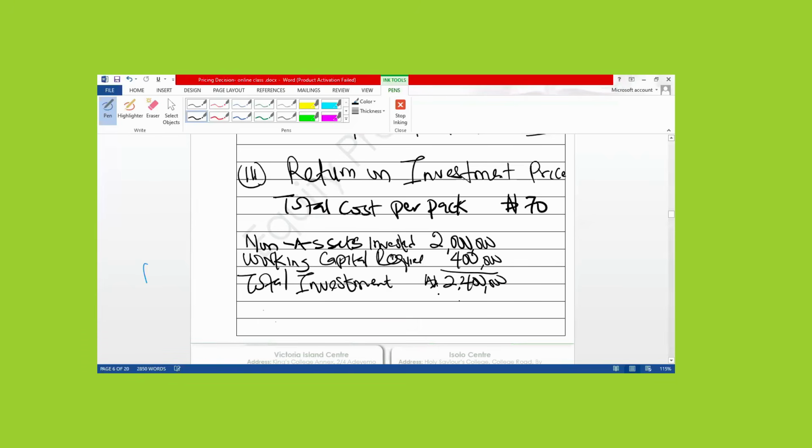$2,400,000. What is the target return on investment? What are we targeting to achieve? The examiner says 10%. Compute 10% of 2.4 million. 240,000. That is what we plan to achieve.